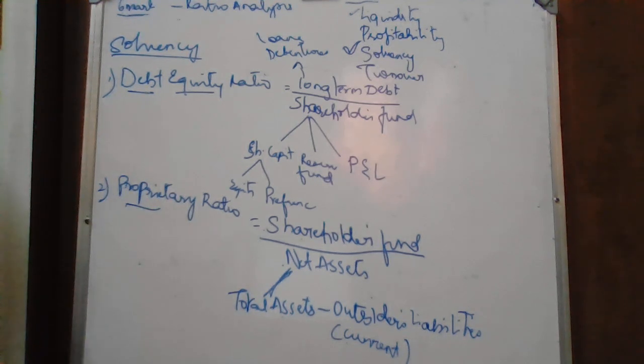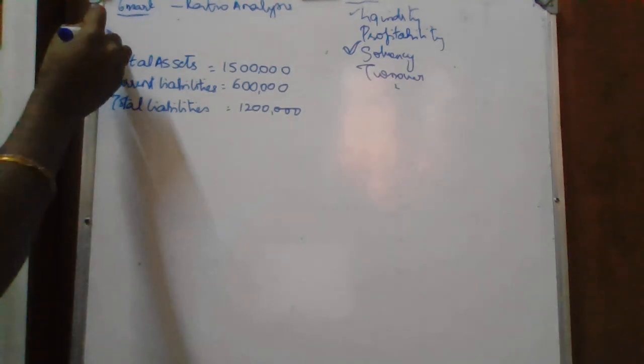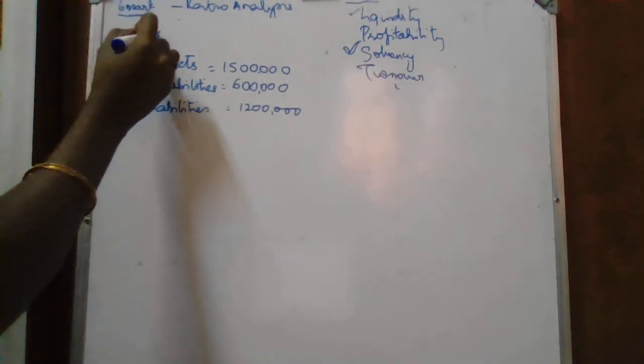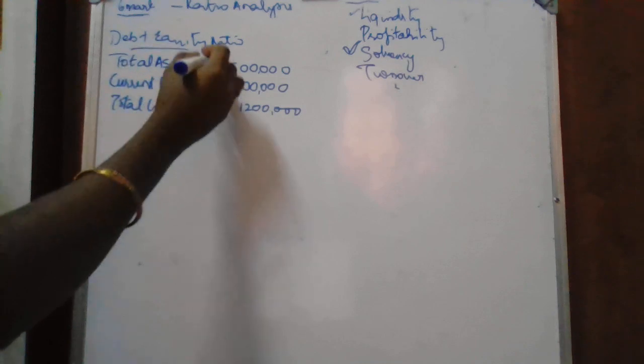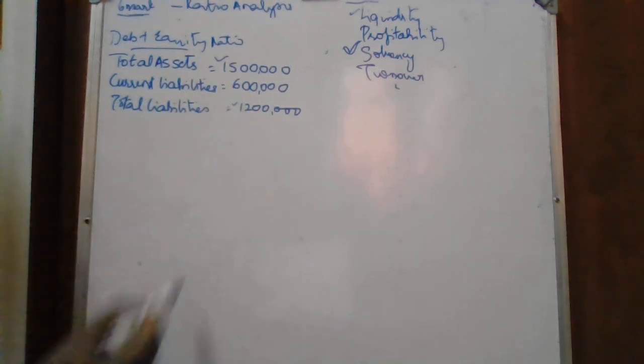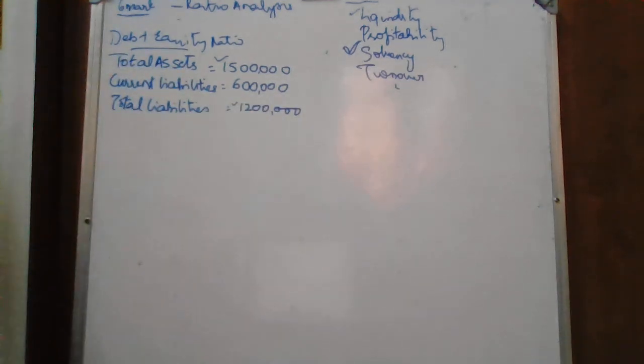Let's do one consolidated problem with respect to current ratio and solvency ratio. These are the two types of ratios that will be asked in the exam: liquidity ratios and solvency ratios. For this problem, we will do debt equity ratio. Total assets is 15 lakh. Total liabilities is 12 lakh. Total liabilities excludes your shareholders fund. So let's first find out equity shareholders fund. How will you find total equity shareholders fund?